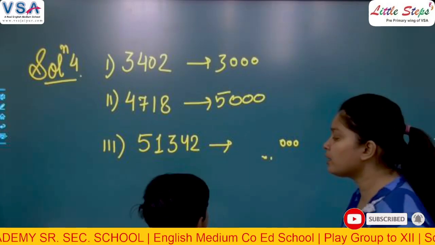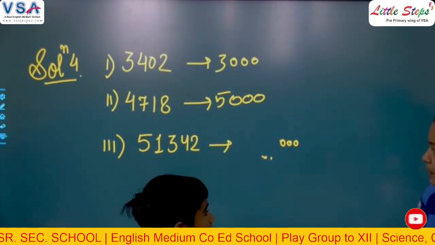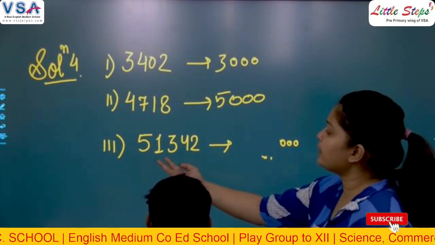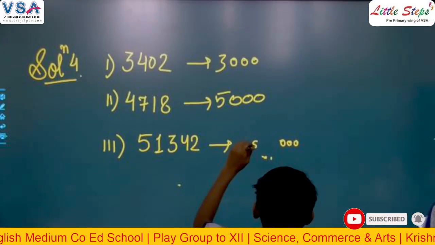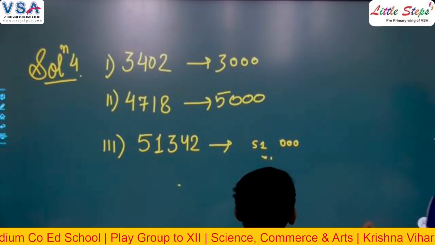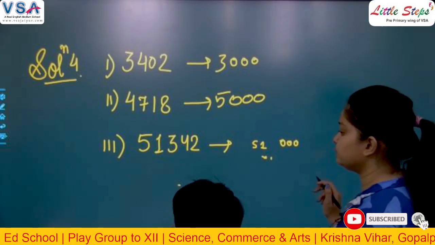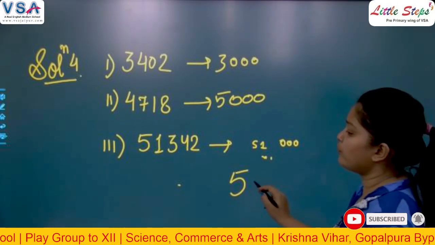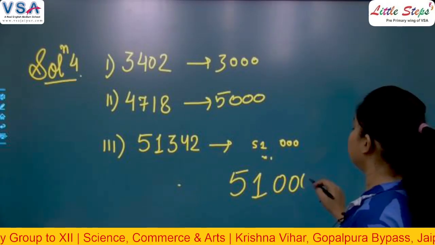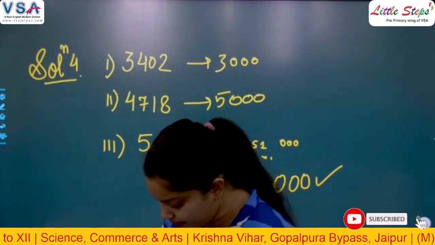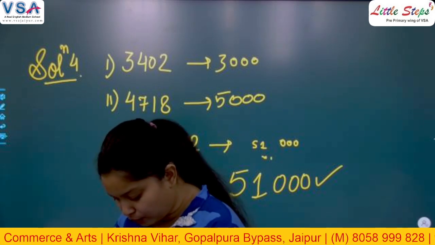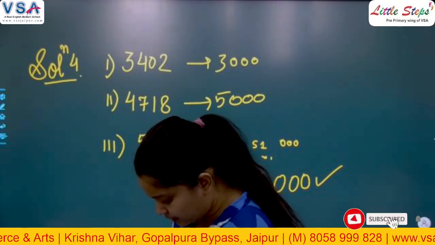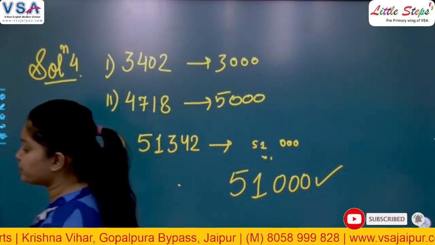Yes, is 3 a smaller number or bigger number? So what do we have to do? We have to write it the same, 51,000. So what is the rounding off of 51,342? It is 51,000. Good, Harman, good. This is 51,000. Clear? This question is also completed. Note it down fast. Then we will move to the next question.